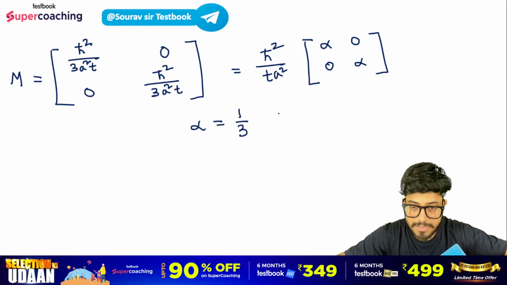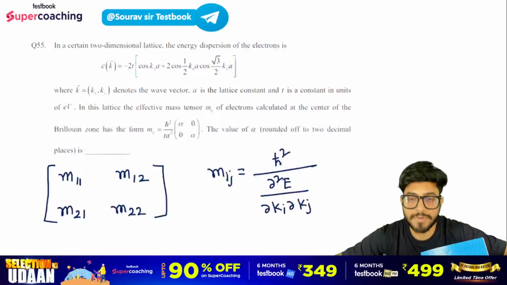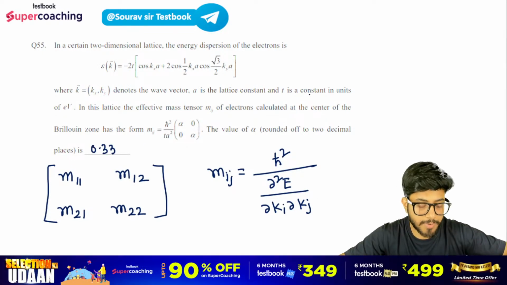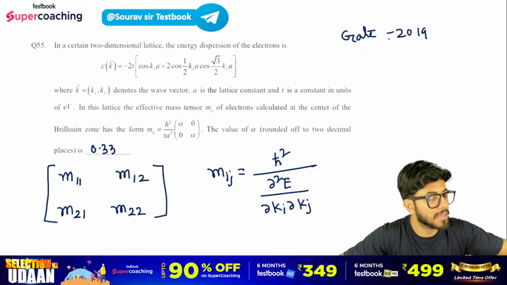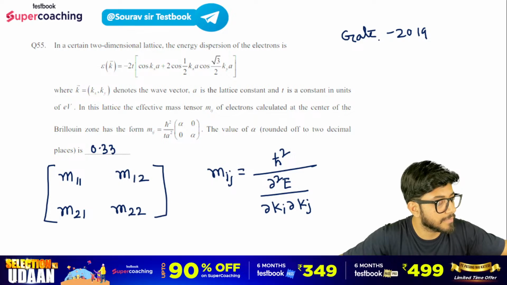So 1 by 3 means 0.33. So which one should be our answer? Tell me. This one should be 0.33. It's a question from GATE 2019.